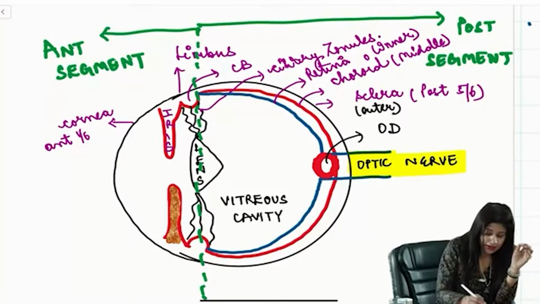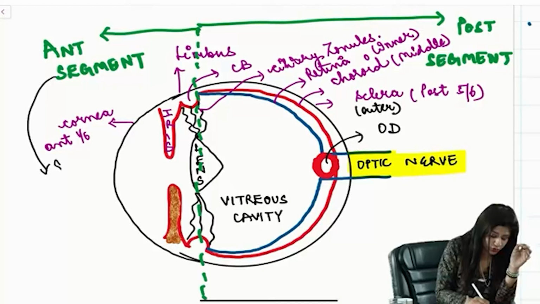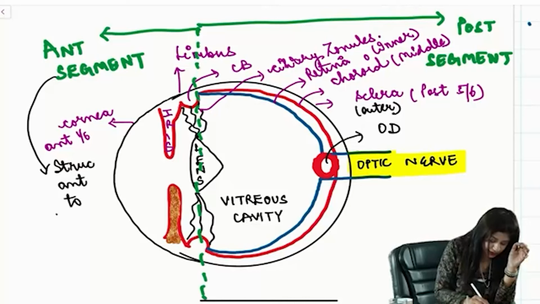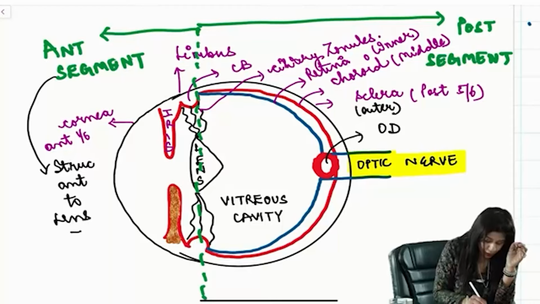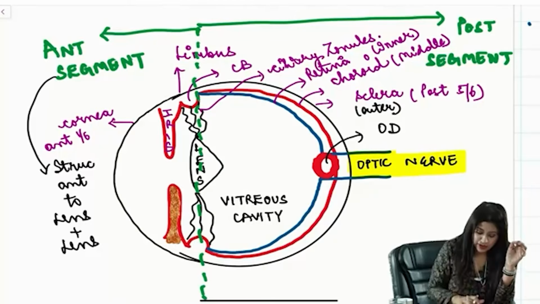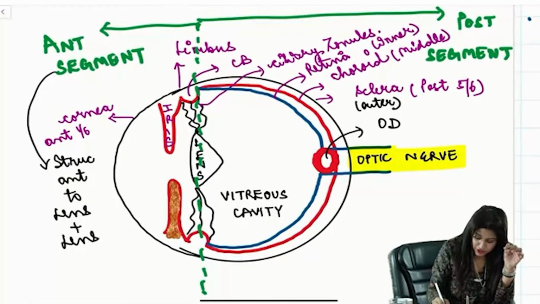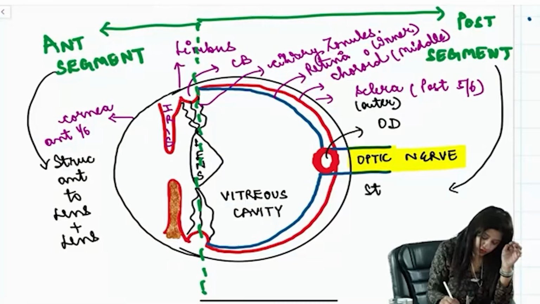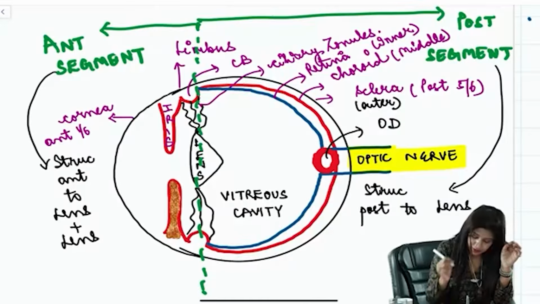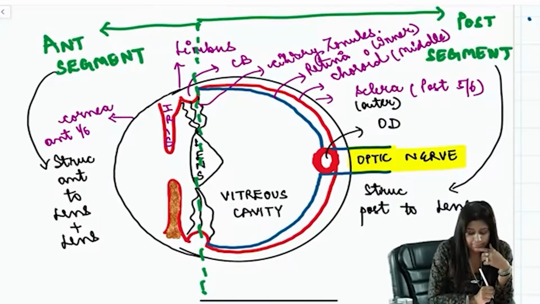So I can say that the structures anterior to the lens, along with the lens itself, will come in the anterior segment, and the structures which are posterior to the lens will form the posterior segment.